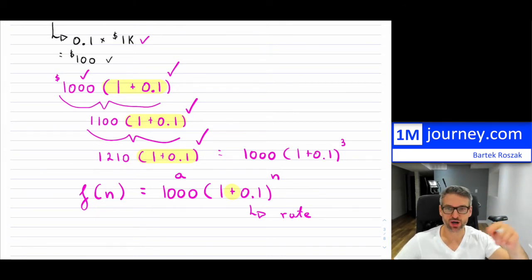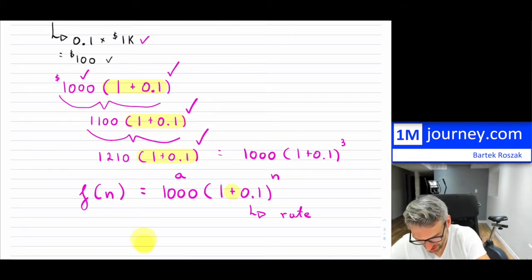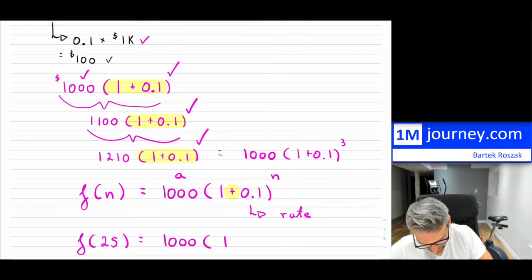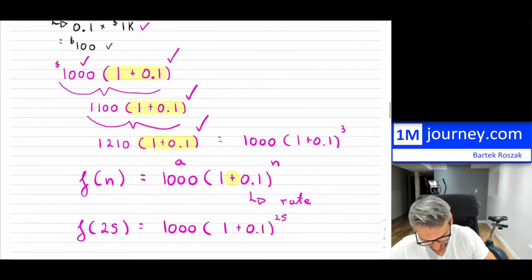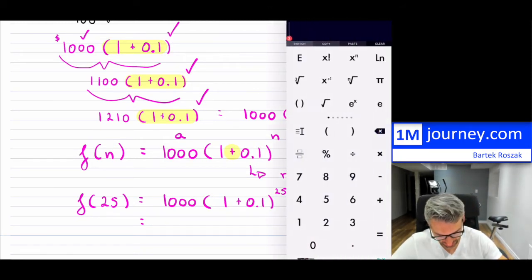We call this compounding because it just keeps multiplying by the same thing over and over again. In this question, what they asked us was, what was the growth after 25 years? If I wanted to know that, so this is 25, then I can just go ahead and compute it. It's not a big deal to compute it.